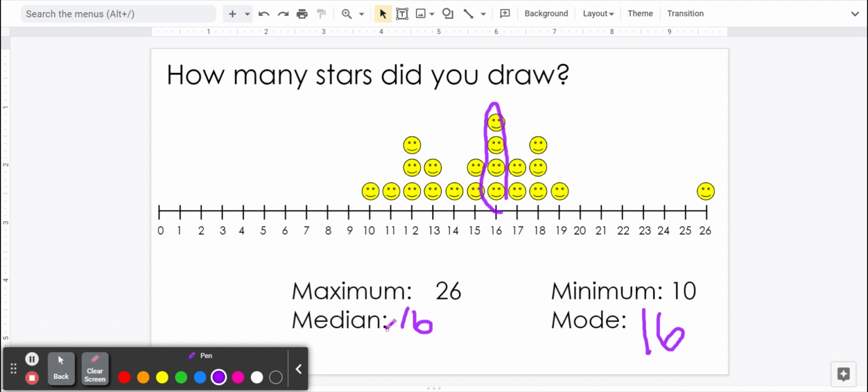And the mean would be you add them all up and divide by how many you have. But there is not going to be any of that on this activity. So going to keep it kind of simple today. Good luck.